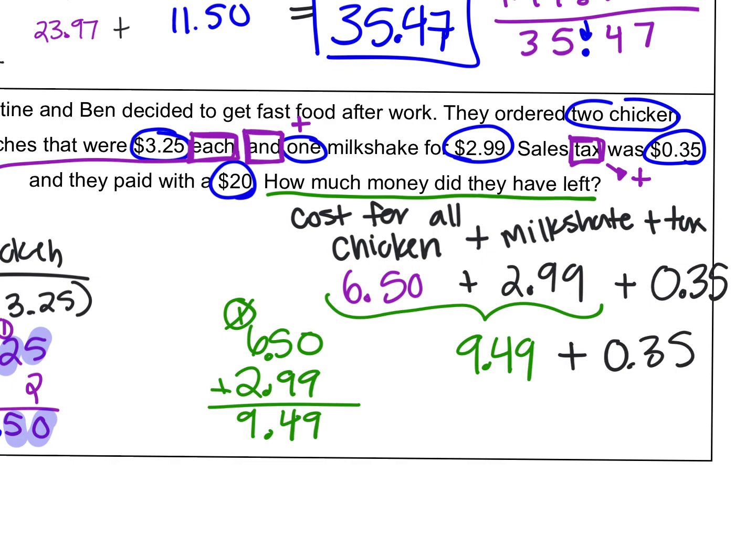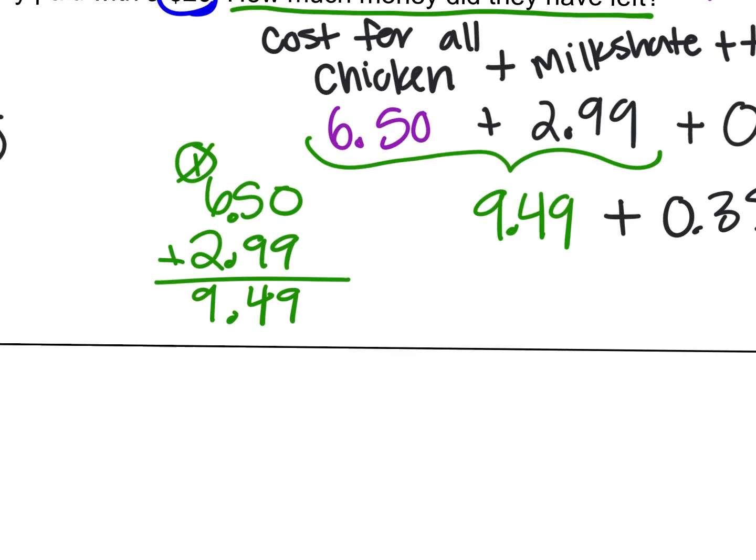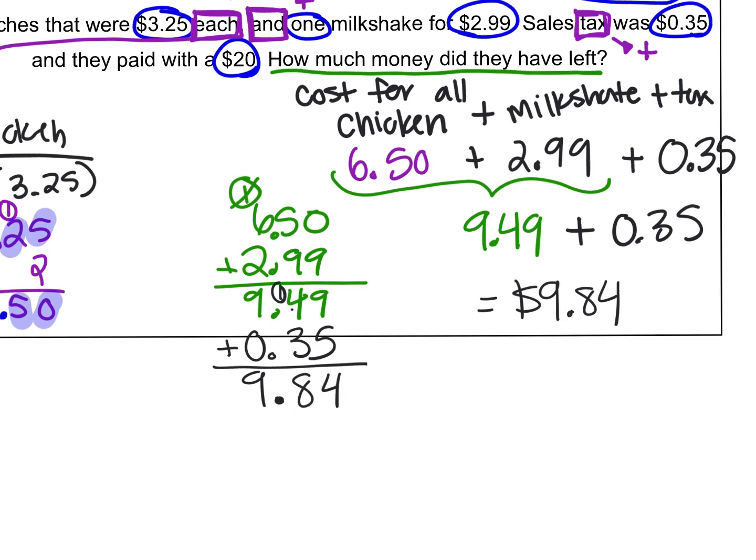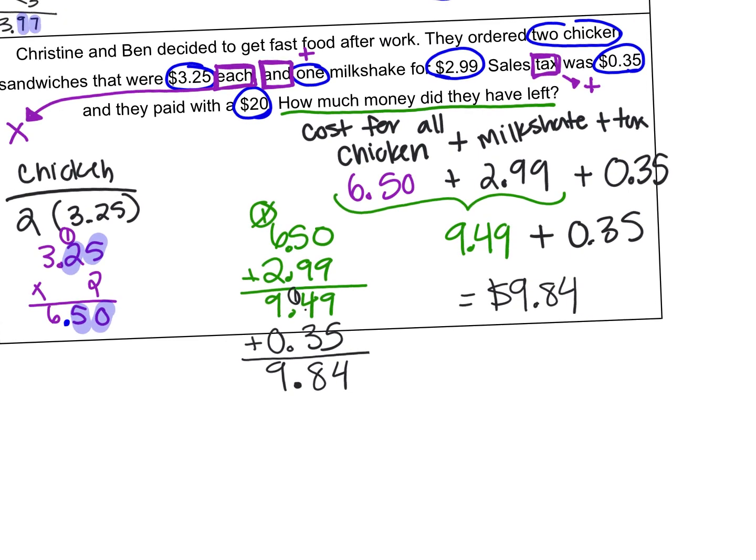Okay, so then $9.49 plus the 35-cent tax. We line them up at the decimal point. 9 plus 5 is 14, carry the 1. 1 plus 4 is 5, plus 3 is 8. My decimal comes straight down, and 9 plus 0 is 9. Okay, so that's the total cost.